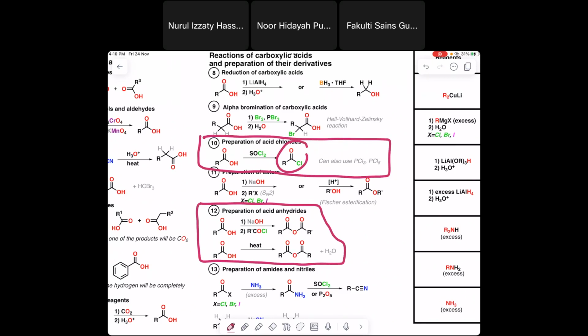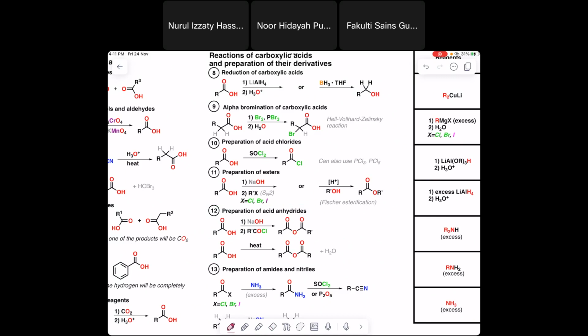So this is how you prepare your acid chloride and your acid anhydride. Okay, pretty simple for acid chloride, just straightforward. You can also use PCl3 or PCl5. But for anhydride, you have two ways: you use a base like sodium, and then react it with the acid chloride, or you can actually heat the reaction. We will see later an example where anhydride can be prepared by heat alone.